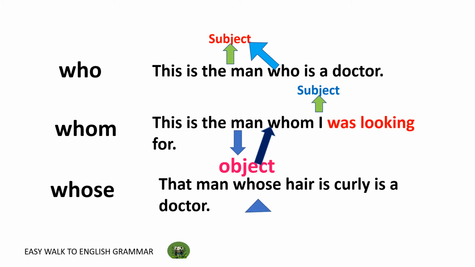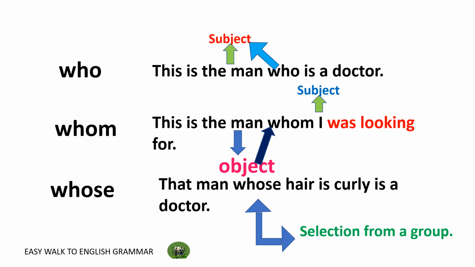Whose here helps us to select from a group. In order to understand this, please imagine like this. This particular doctor in this sentence, that man whose hair is curly is a doctor, is standing in the midst of his friends.